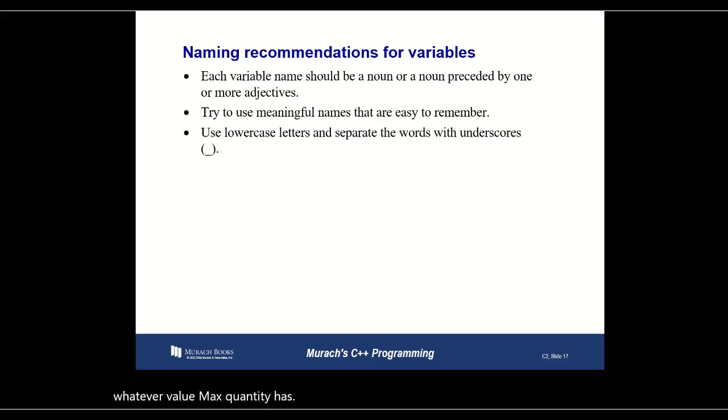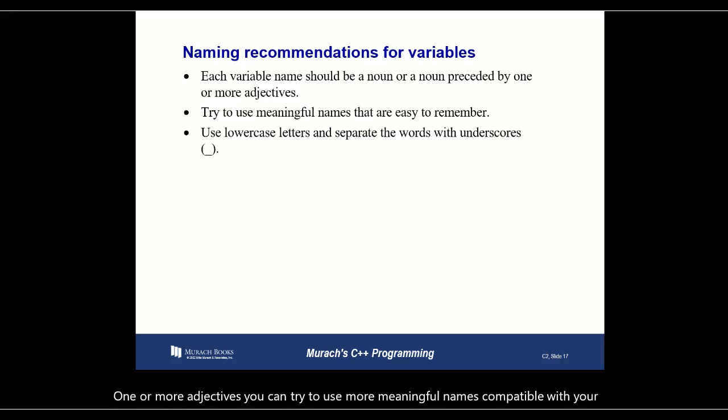In every language, whenever you write code, you create a project, you solve some business problem, there is always a best practice recommendation. So in C++, the recommended naming convention for the variables is as follows. Each variable name should be a noun or a noun preceded by one or more adjectives. You can try to use more meaningful names compatible with your project requirement.